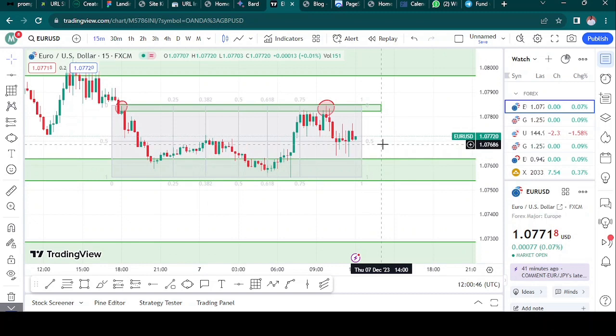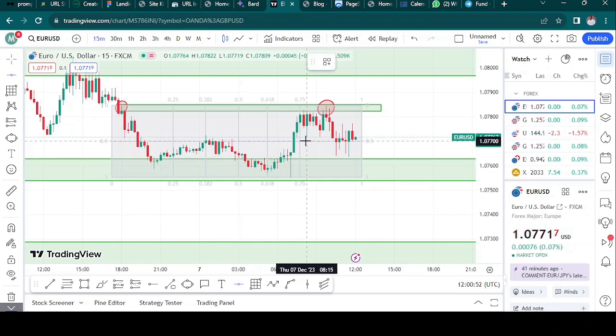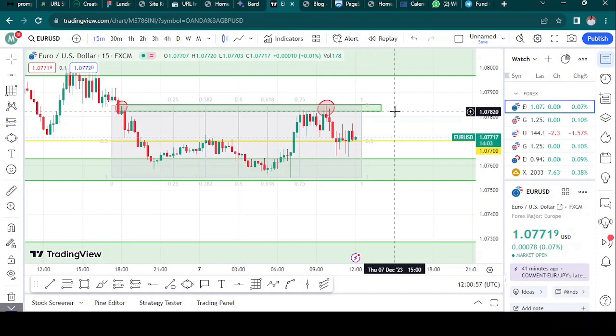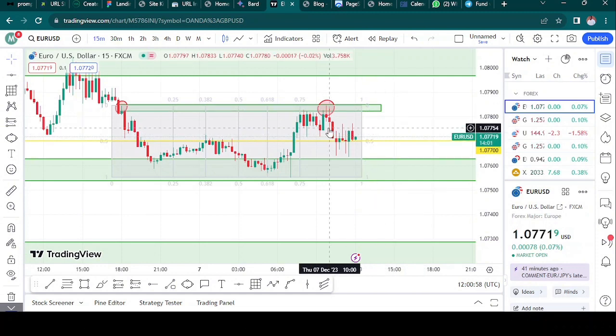So where's the 50%? Here's the 50%. Can we mark our 50%? Yeah, we can, and we should. So let's mark our 50%. So that's our 50%. Now, what do we do?